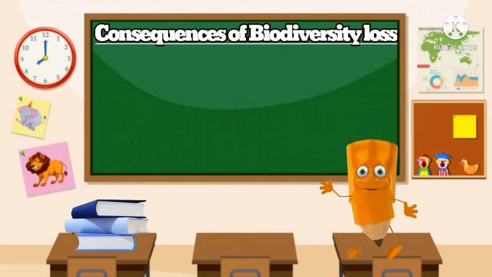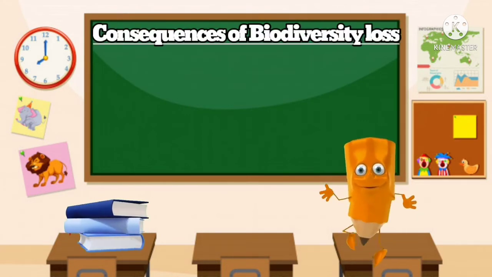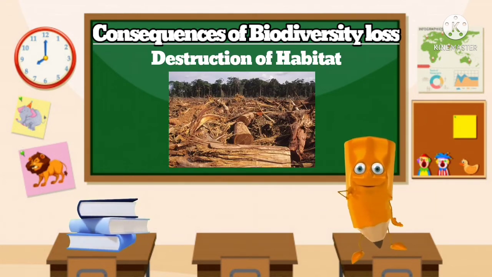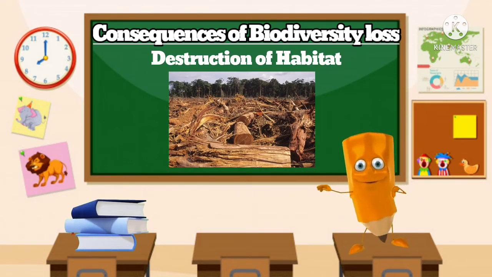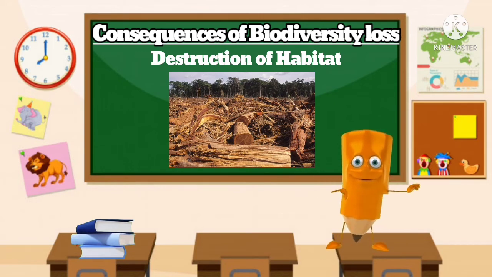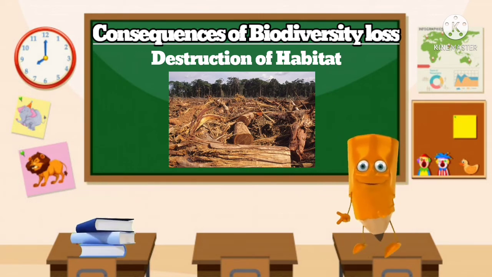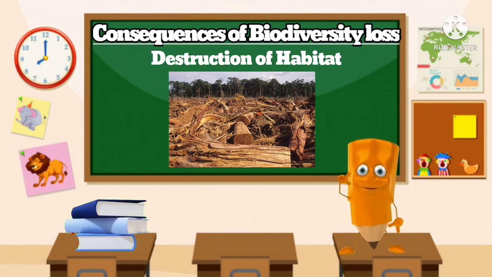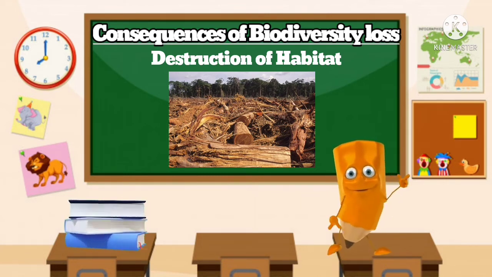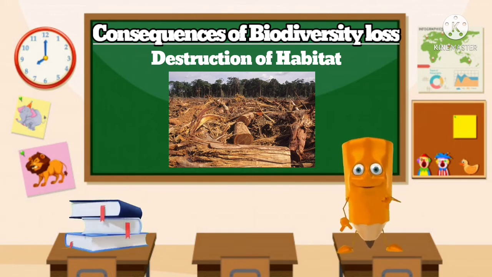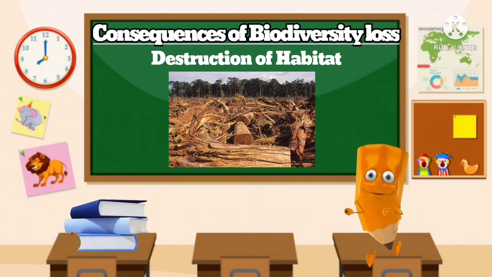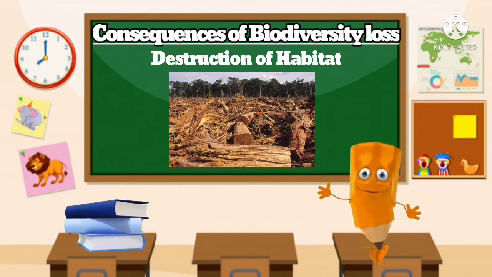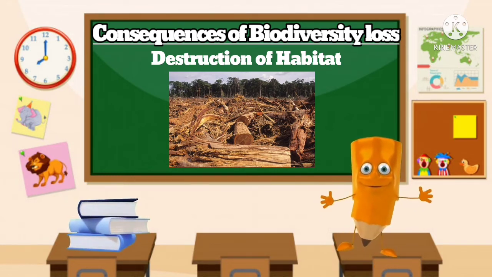Now, consequences of biodiversity loss. Number 1, destruction of habitat. Habitats can be destroyed by people for settlement, agriculture, mining, construction, or etc. This forces species to adapt to the changes or move. Species can also fall into starvation and sooner or later die.